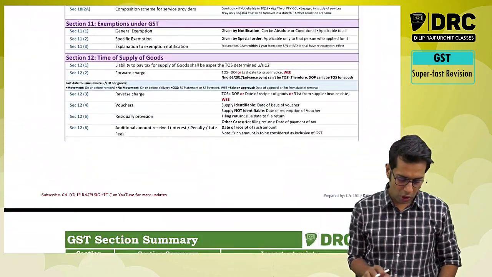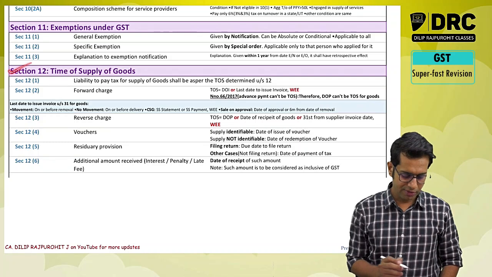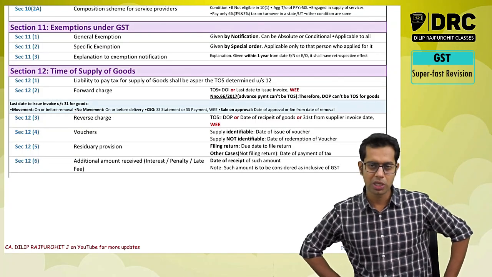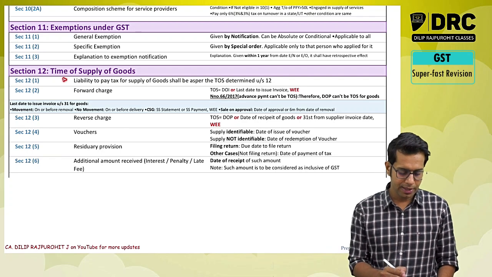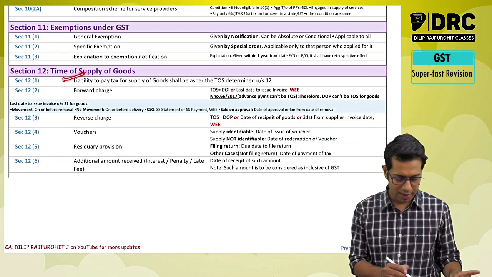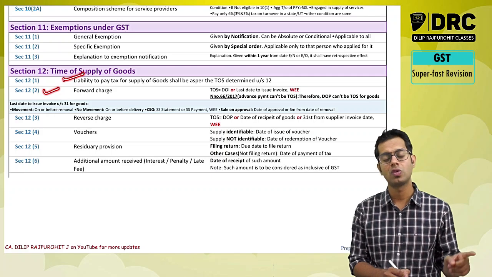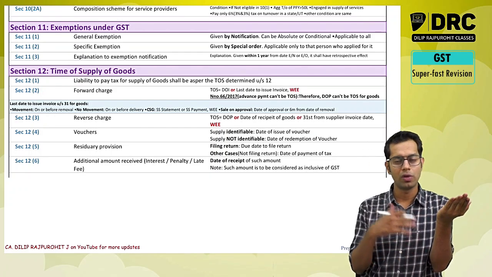Section 12 talks about the time of supply of goods. Section 12 subsection 1 says the liability to pay tax in case of supply of goods shall arise at the time of supply as determined under section 12. Section 12 subsection 2, in case of forward charge, the time of supply will be the date of, check whether the invoice has been issued within the due date or the invoice is not issued within the due date.